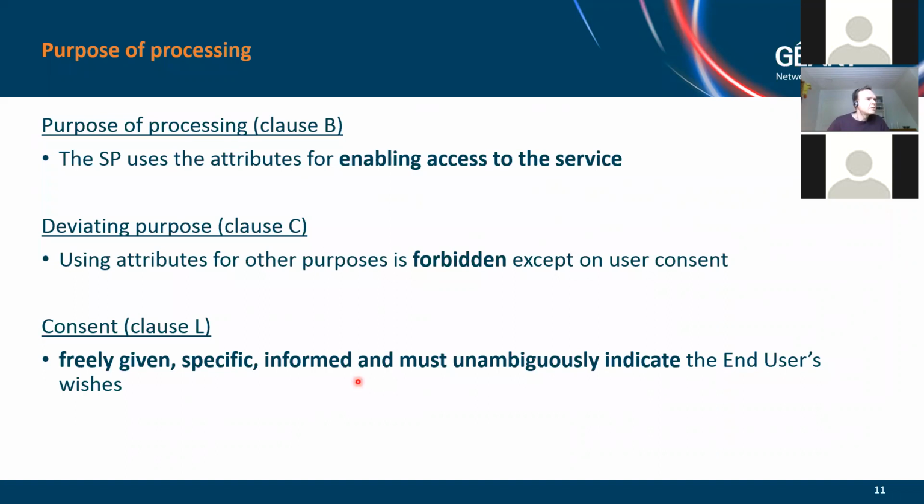Clause C then defines how to use the attributes for other purposes than enabling access to the service. And it is possible, but the user needs to give consent for the deviating purpose. And clause L then defines consent. Well, actually it rephrases what the GDPR requires on consent. So it must be freely given, specific, informed, and must unambiguously indicate end user's wishes.